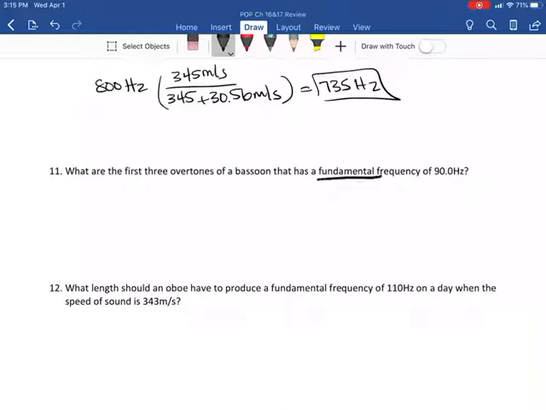Okay, so first off, it says fundamental. So if you watch those videos, the fundamental meant that was 1/2 basically. And so it kind of has this basic equation right here. It was like N times the velocity over 2 times the length. Okay.